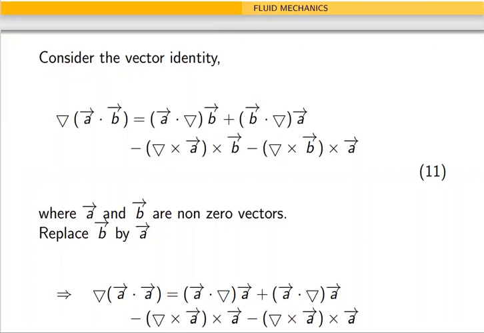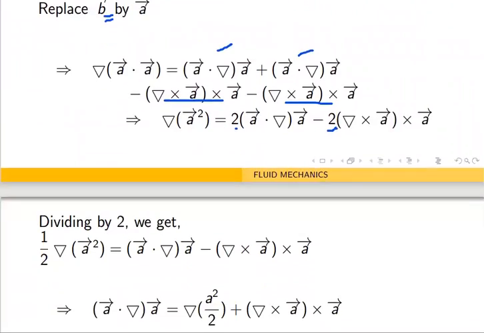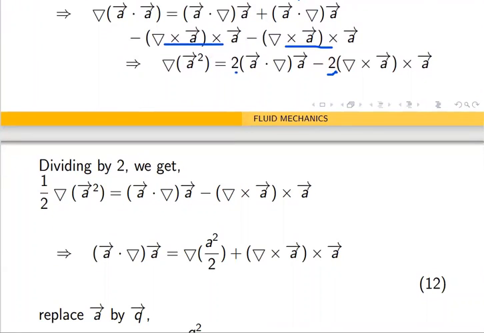We have, gradient of A dot B is this, equation 11, for any two non-zero vectors A and B. Now this identity holds for all vectors. Just replace B by A in the same identity. So everywhere it is A now, there's no B. So these two terms are the same, so it is twice here. And again, minus minus, these two terms are the same, so again twice there. Fine. Dividing by 2, you're going to get half gradient of A square is equal to, now just that 2 is gone.